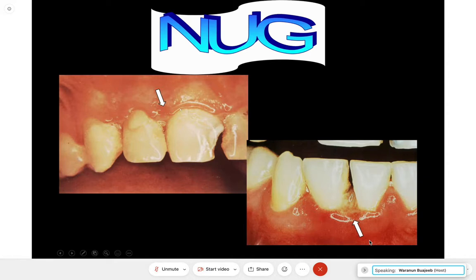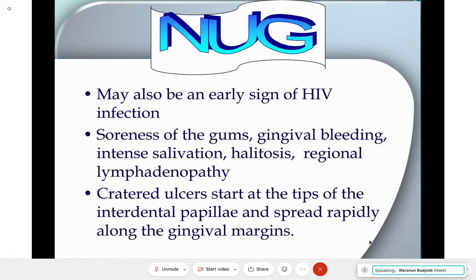This is quite a mild case, with just punch out lesions or crater-like lesions on the IDP, here, here, and here, and also here, but the rest is still intact. So it depends: some cases are very severe and generalized, some cases just localized. Most important is that it may be an early sign of HIV infection, or the patient may also have halitosis and regional lymphadenopathy at the same time.